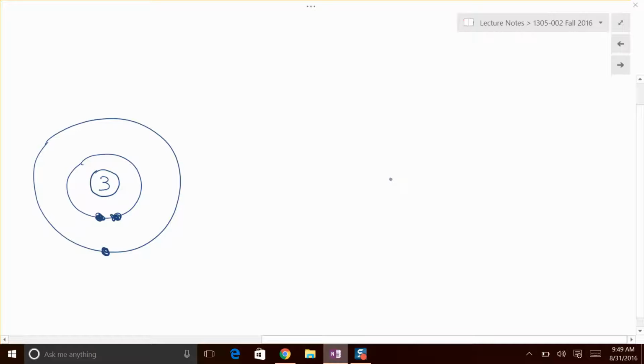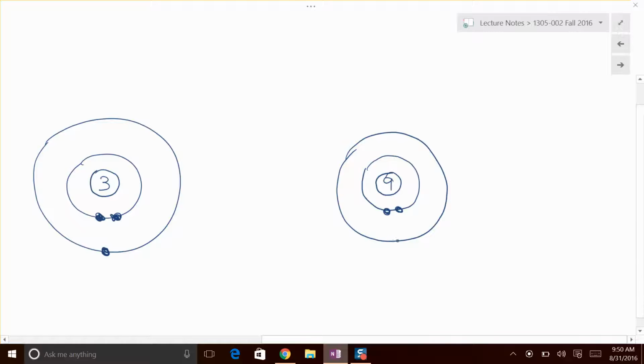Now let's look at fluorine. How many protons are in the nucleus? 9. How many energy levels do I have around it? Also 2. I have 2 electrons here, and I have 7 electrons here. So in lithium I have 3 protons.